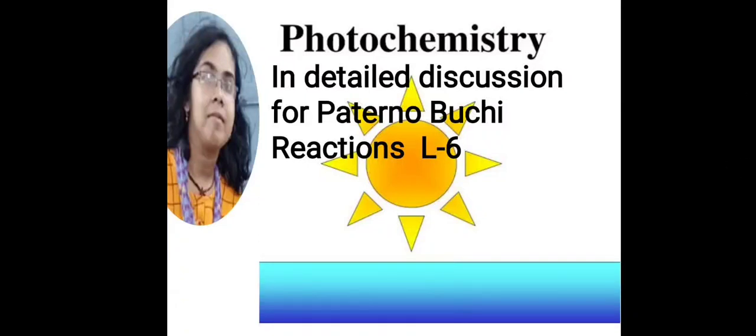Okay, photochemistry lecture 6 is concerned with Paterno-Buchi reactions. The Paterno-Buchi reaction is a special type of reaction that occurs in the presence of photon energy, or h nu. It is considered a reaction between a carbonyl and an alkene. So when we study photochemistry, we have to study the Paterno-Buchi reaction.